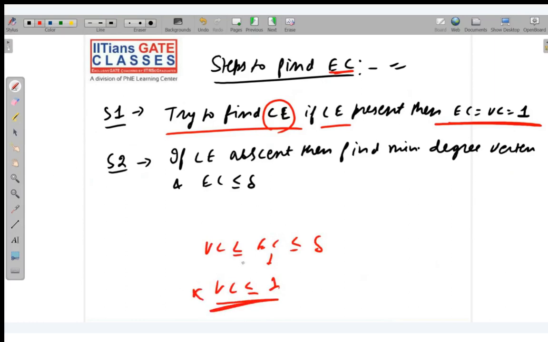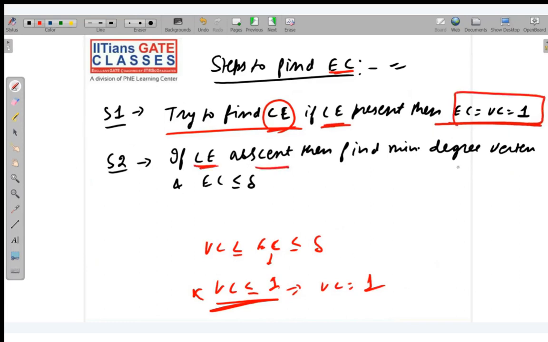Vertex connectivity 0 is never possible, because that would mean removing 0 vertices disconnects the graph. That is not possible, so the minimum is 1 only. Vertex connectivity less than or equal to 1 means vertex connectivity is equal to 1. So if edge connectivity is 1, then vertex connectivity is also 1 for sure. That's why I'm saying try to find a cut edge. If a cut edge is present, game over. You will say edge connectivity and vertex connectivity are 1 only.